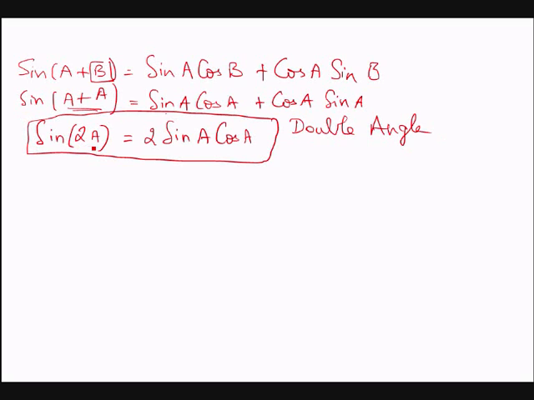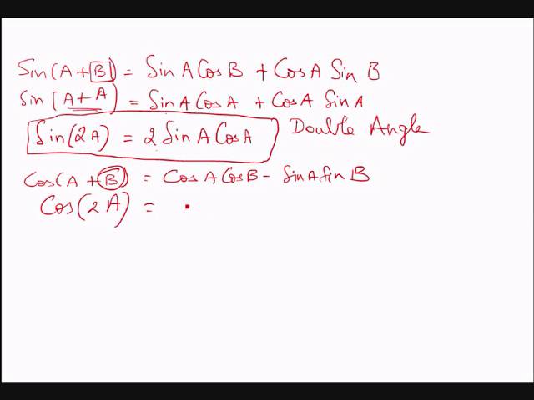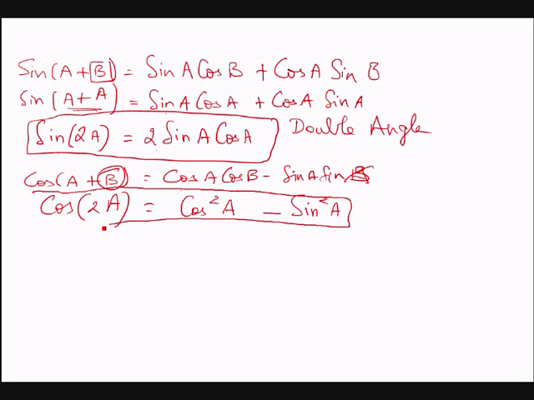We can also continue doing the same thing with cos. Let me take cos(A plus B) and substitute B as A as before. Cos(A plus B) is equal to cos A cos B minus sin A sin B. If I substitute B as A, then I get cos 2A is equal to cos A cos A, so it is cos square A, minus sin A sin A, therefore sin square A. Therefore cos 2A is equal to cos square A minus sin square A, which is the double angle formula for cos 2A. Let's move on to tan 2A.